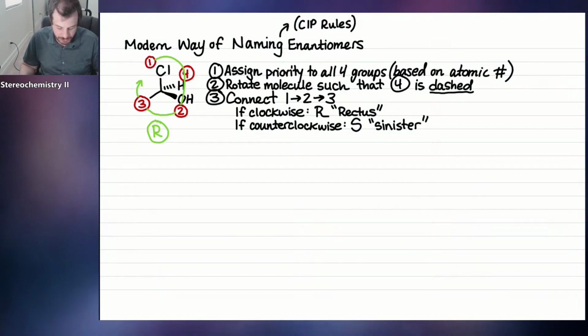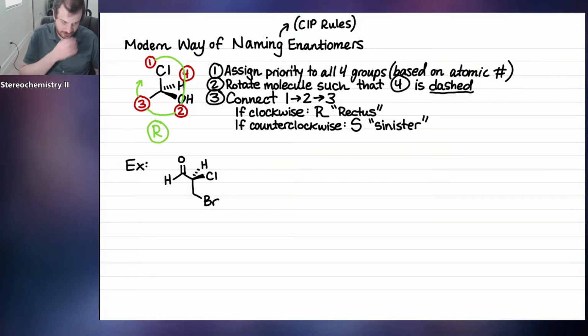All right, so now let's just do a bunch of examples of this, because these are the kinds of questions that I ask on exams. I'm going to give you a molecule, and I'm going to say identify the stereocenter as either R or S. So let's do some examples, and let's do a hard one. Okay, let's assign this molecule as either R or S.